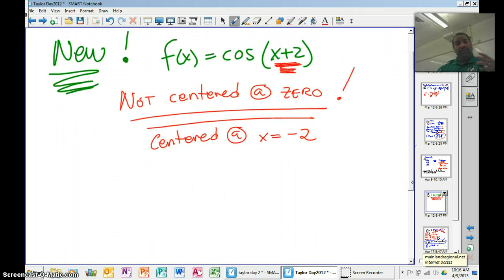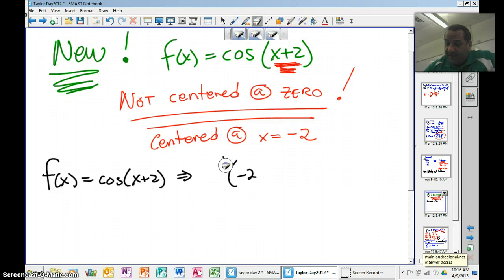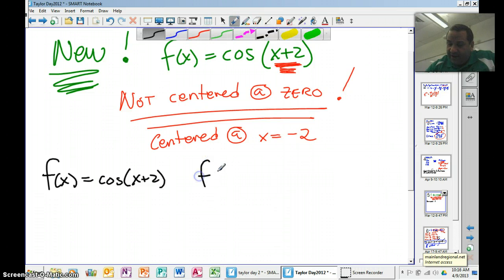So, the algorithm pretty much stays the same. I have f of x equal to cosine of x plus 2. Now I am going to look at f prime at -2. Actually, the way I did it in class, you might like it better. Now I'm going to do f at -2. That'll give me C0, and that would be the cosine of 0, which is just 1. That's C0.